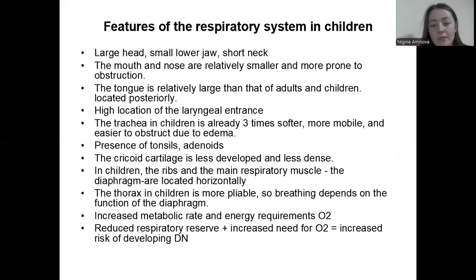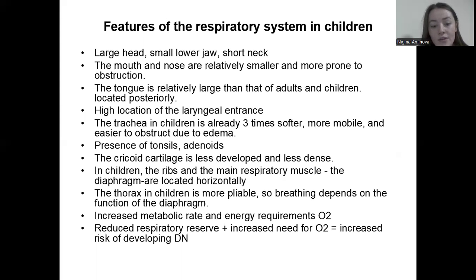Features of the respiratory system in children. They have a large head, a small lower jaw, and a short neck. The mouth and nose are relatively smaller and more prone to obstruction. The tongue is relatively larger than that of adults and is located posteriorly. High location of the laryngeal entrance.